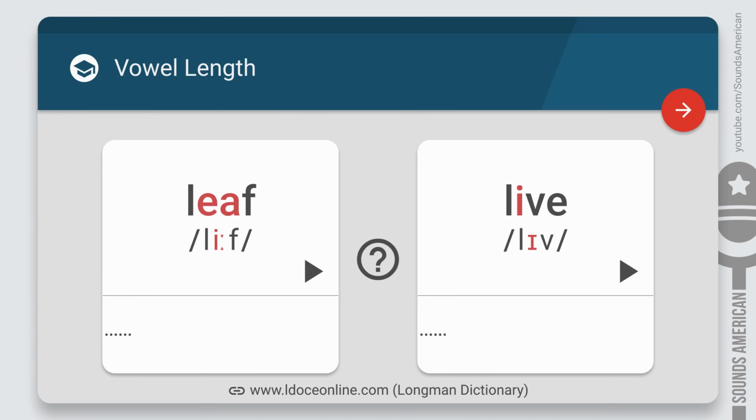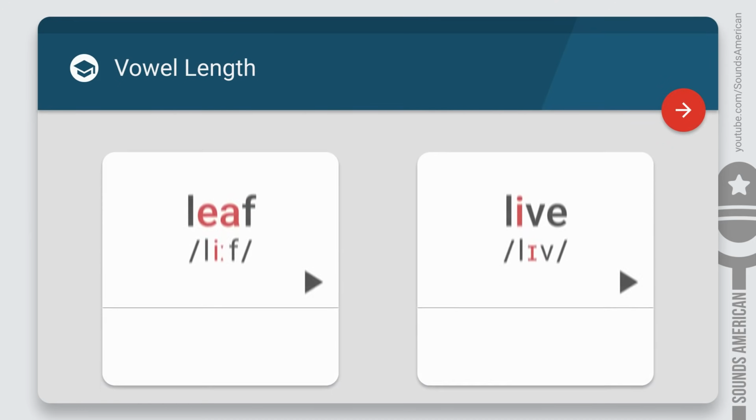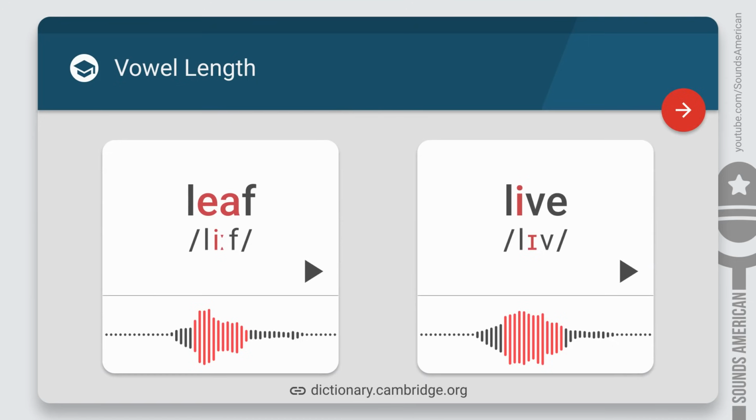You know, we trust technology more than our ears. So we measured the lengths. The measurements tell us that the so-called long E in leaf is approximately the same length as the I in live. As it turns out, the long E isn't that long, right? Let's try another dictionary. Here are the same two words from the Cambridge Online Dictionary. Listen.